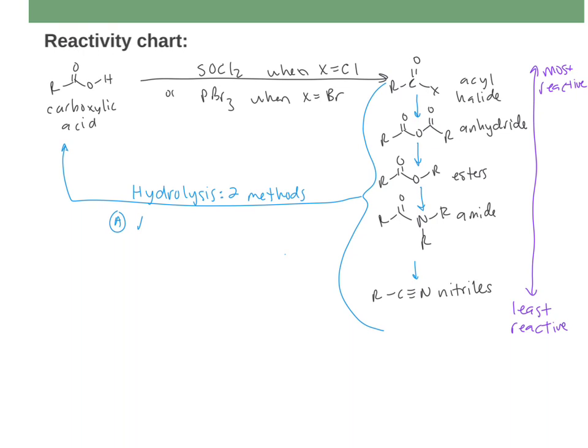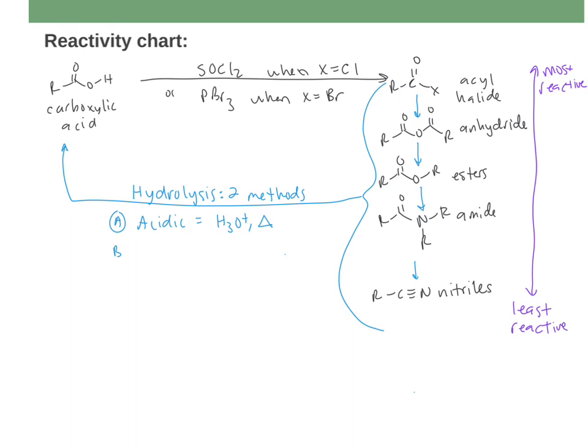Method A, you can use acidic conditions. And if you use acidic conditions, then you're just doing H3O plus, and typically adding heat, especially for things like esters and amides, which are less reactive, you're going to need to add a little heat. Sorry, that's supposed to be heat. That's a delta. Triangle.